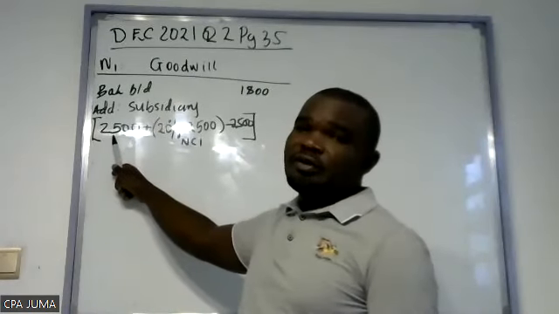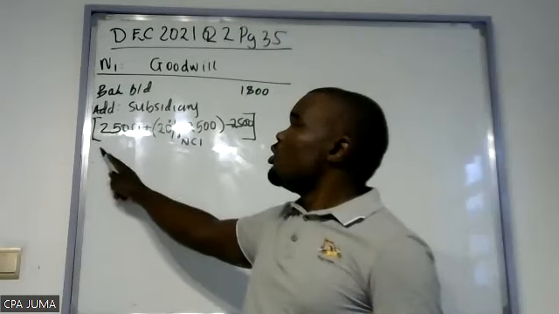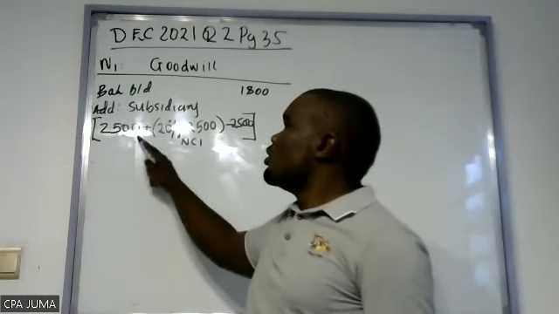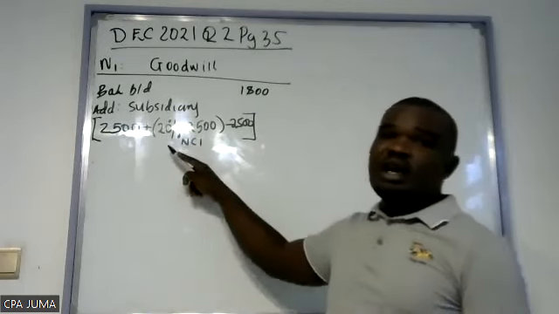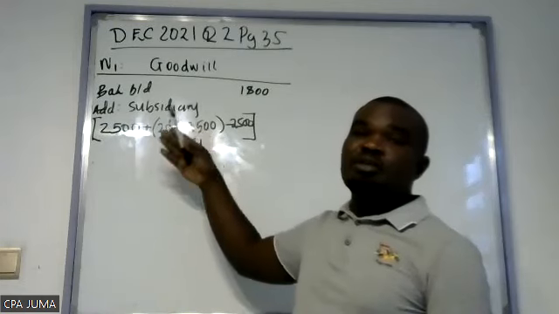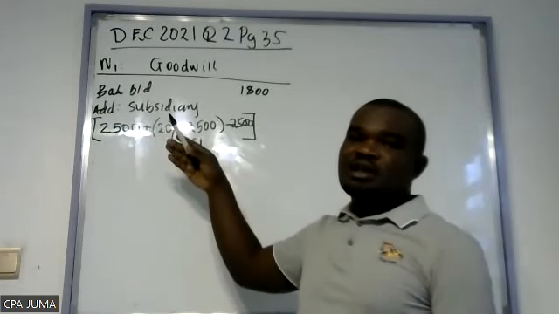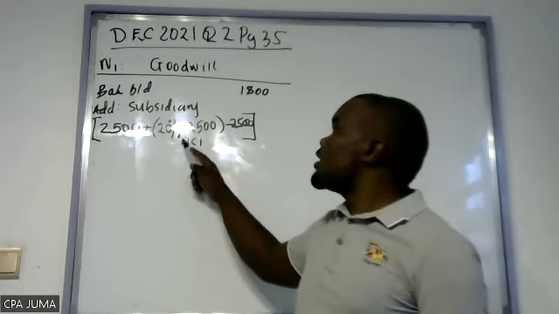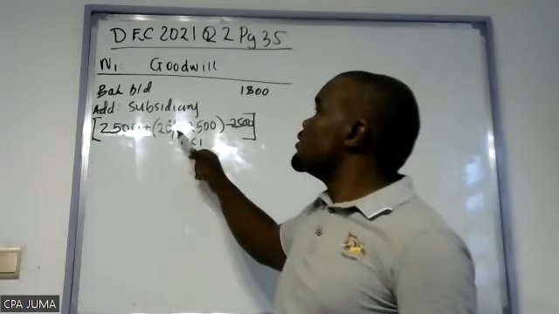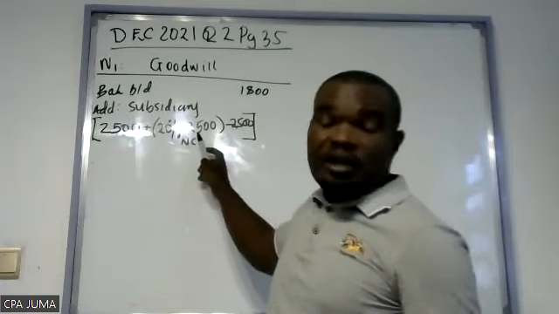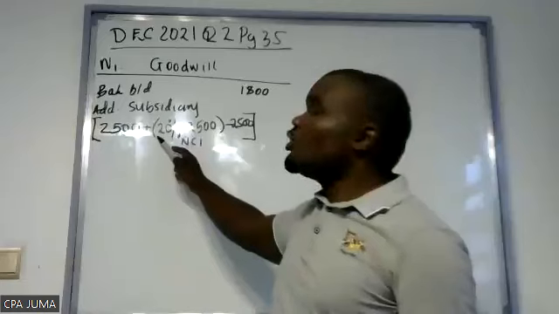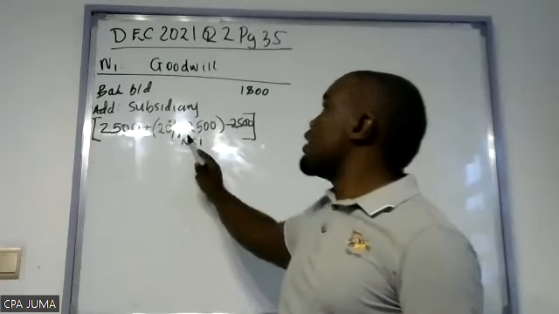The first 2,500 is the 2,000 of shares plus cash of 500. This one here, they say the fair value of NCI is the proportionate share of the net assets. And when you check the net assets in note one, it is 2,500, so the minority interest is 20% of the 2,500.